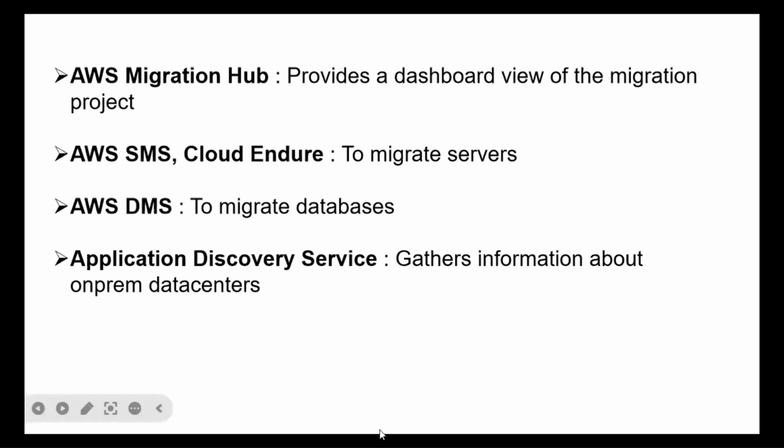But for the migration of databases, we have the AWS Database Migration Service, right? And again, there are two types of database migration available. We have the homogeneous database migration, where the source and the destination database engines are the same, right? For example, you have a MySQL database in the on-prem data center, and you want to migrate it to MySQL RDS in the cloud. That becomes your homogeneous database migration. But if you have a MySQL database on-prem, and you want to migrate that to an Oracle database in the cloud, that becomes your heterogeneous database migration. Okay. Then we have the Application Discovery Service. This service gathers information about the inventory that we have in the on-prem data centers.